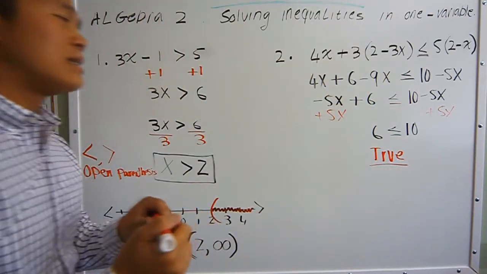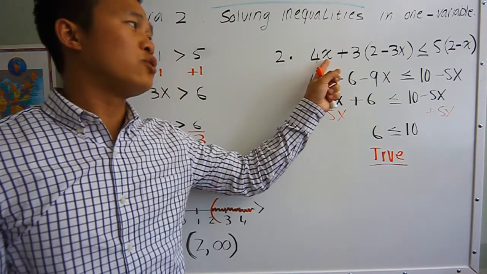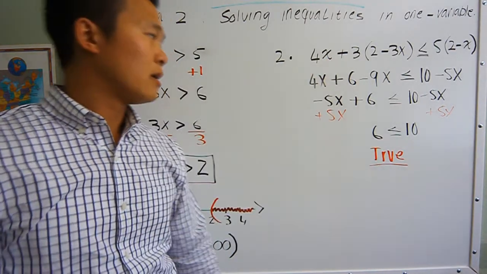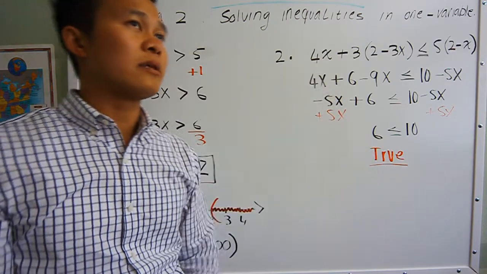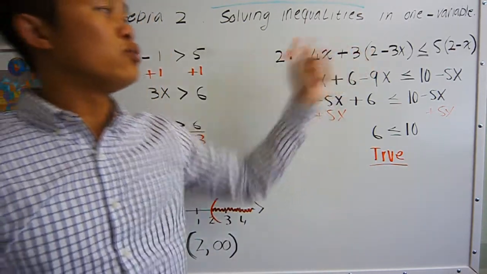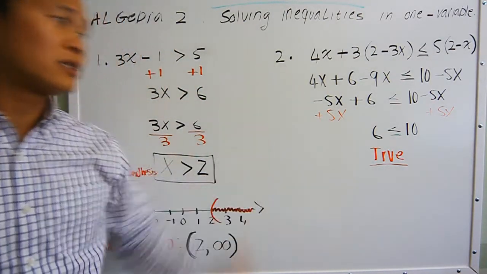What this means is that for any value of x you choose, it's a solution. In other words, whether the statement is true or false does not depend on any x value. It doesn't matter what x value you choose, it's going to be true.